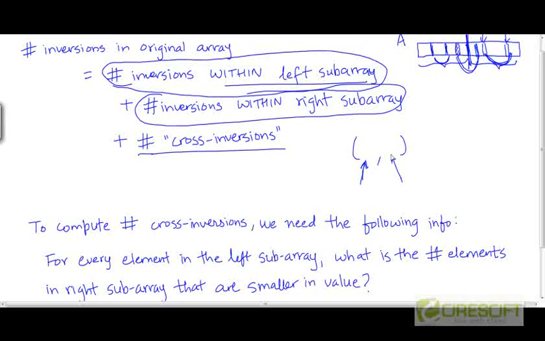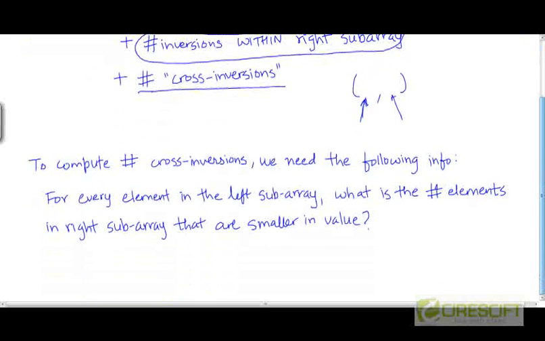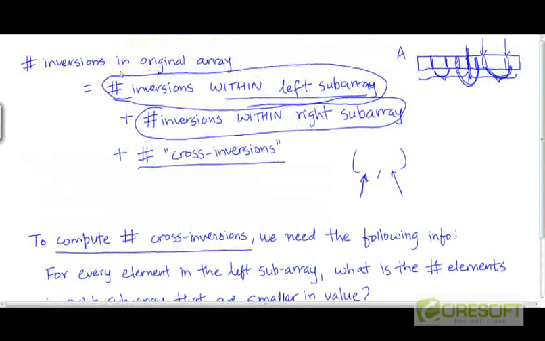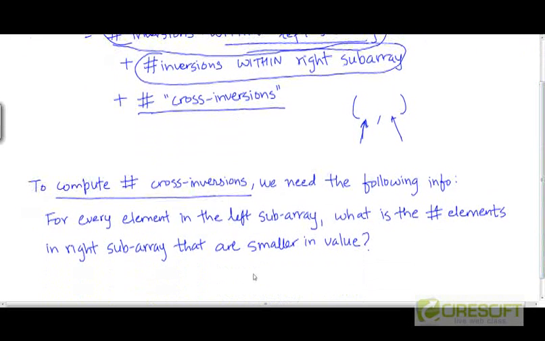So when we invoke merge sort, or this modified version of merge sort, on the two smaller subproblems, we are going to get sorted versions of those two subproblems, and we are also going to get the number of inversions within those two subproblems or subarrays. But we still need to compute the number of cross inversions if we want to compute the number of inversions within the original array. So how do you compute the number of cross inversions?